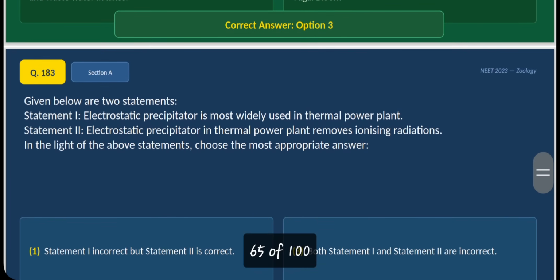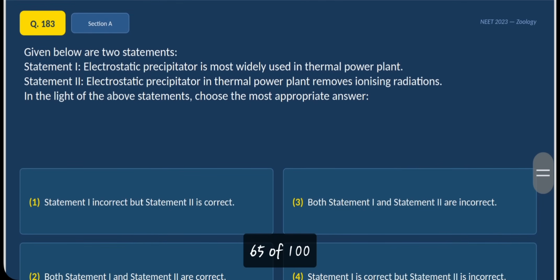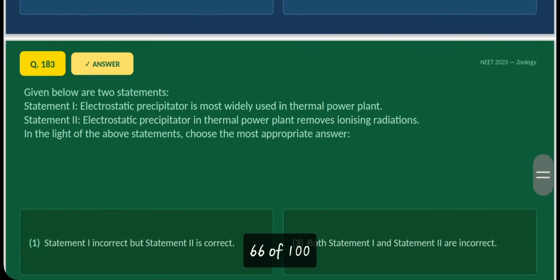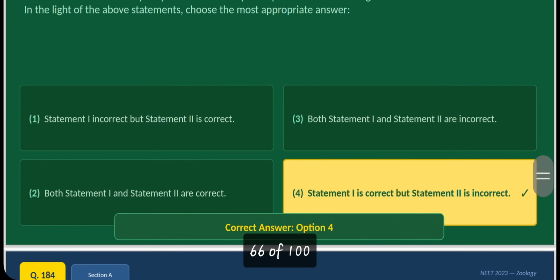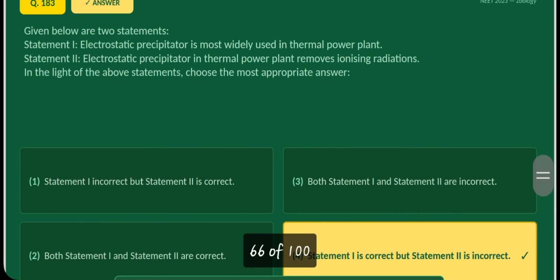Next question, given below are two statements. Electrostatic precipitator is most widely used in thermal power plants. This is from environmental issues. Now at present this chapter might not be there, but anyway, know this. Electrostatic precipitator in thermal power plants removes ionizing radiations. Choose the most appropriate answer. Here the answer is statement 1 is correct, but statement 2 is incorrect.